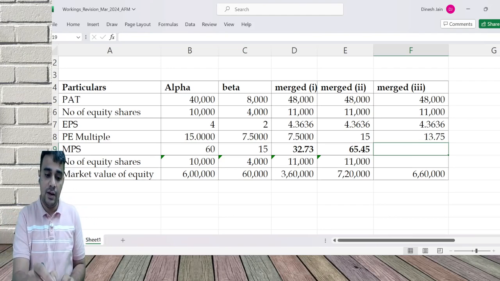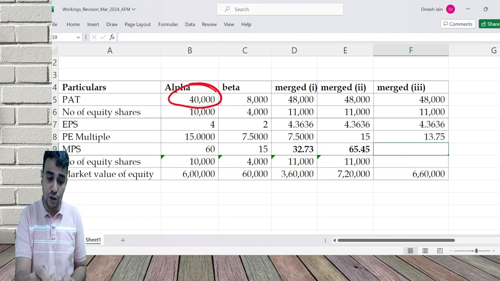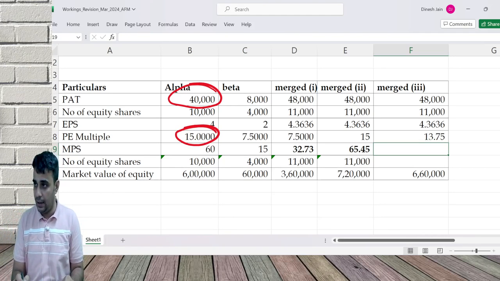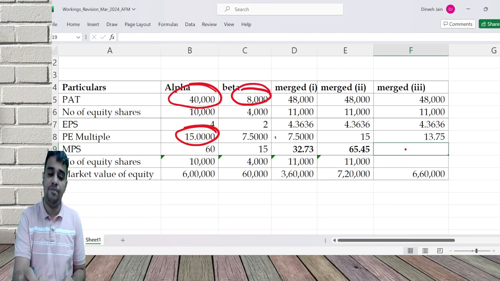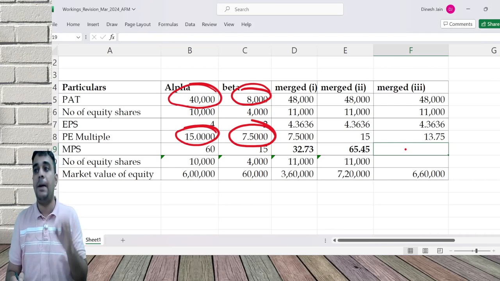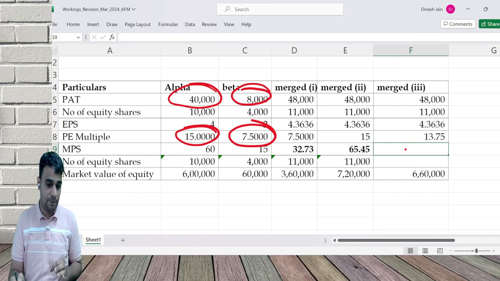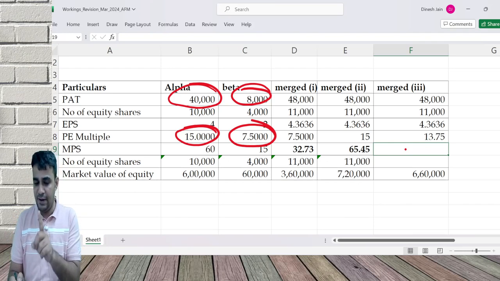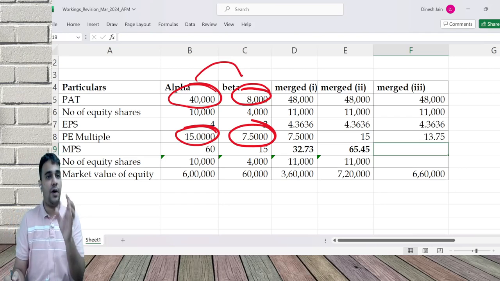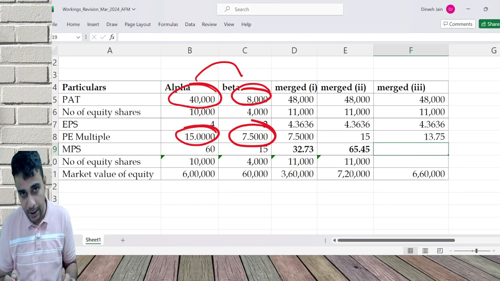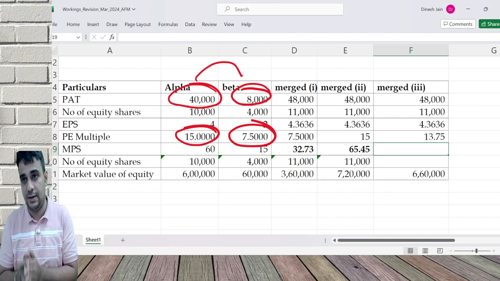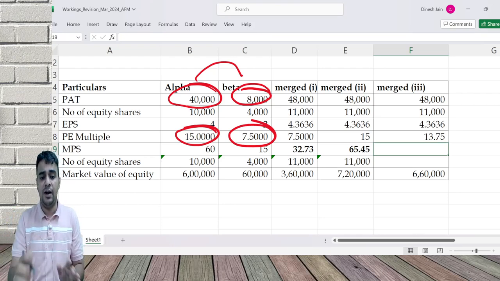What is weighted average? PAT of AC into its own P multiple, PAT of TC into its own P multiple. Basically, for 15 and 7.5, the weights are 40 and 8. PAT of acquiring company into its P multiple, plus PAT of target company into its P multiple, divided by PAT of AC plus PAT of TC.